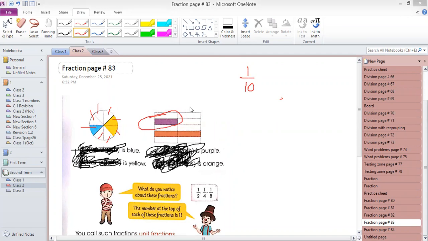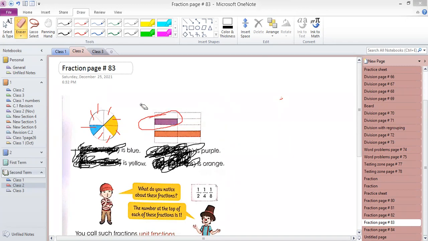I need one more student to check whether it is correct or not. Sami, is this the correct fraction for the purple one? Yes. Sure? Yes. Okay. Amjad Abdullah.